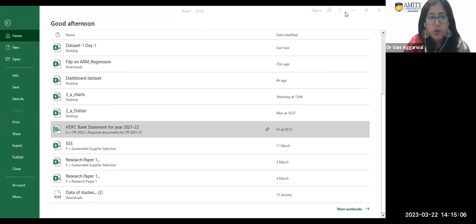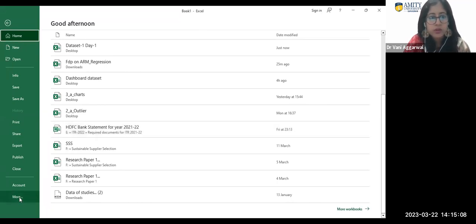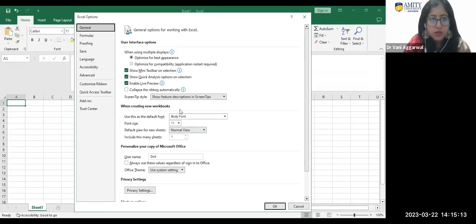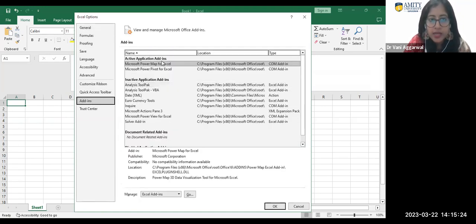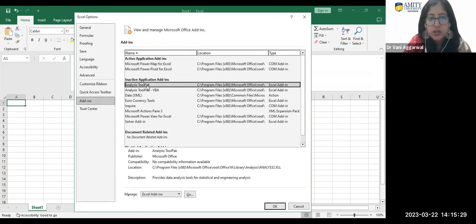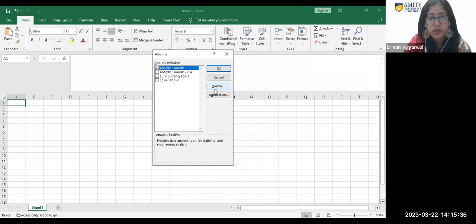Click on more, more. Under more options, yes. Now add-ins, add-ins. Second last, add-ins. Now analysis toolpack. Under inactive application first. Yes. Click, then go. Click on go. Yes. Tick this. Okay, okay, okay.